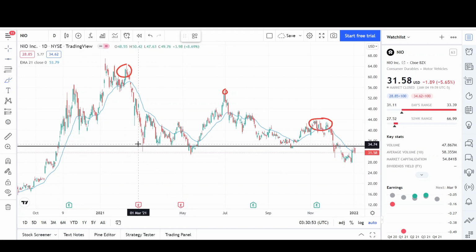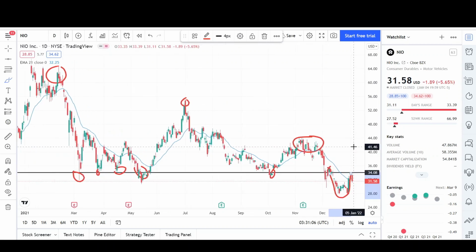Price action bounced one time here. This was the second time. This was the third time. This was the fourth time. And this was the fifth and sixth. However, now we just broke below it, and we came back to find some type of resistance.